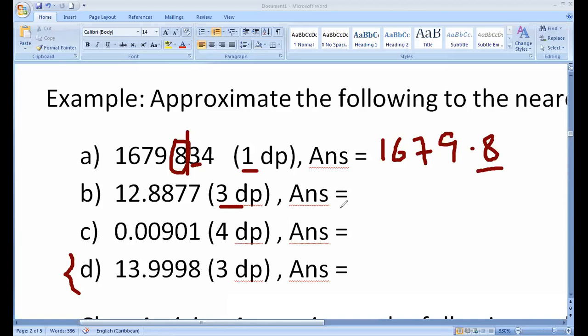So let's look at B. Let me see if I can finish this. So B is round off to 3 decimal places. So what we're going to do now? We're going to start at the decimal place and we're going to go 3 units to the right. It's always to the right. So 0, 1, 2, 3. All right, everybody see that?